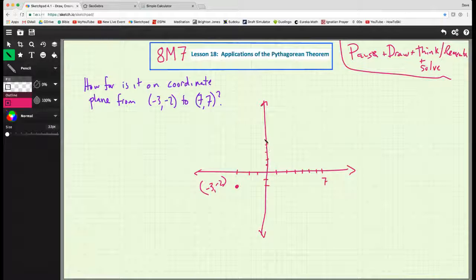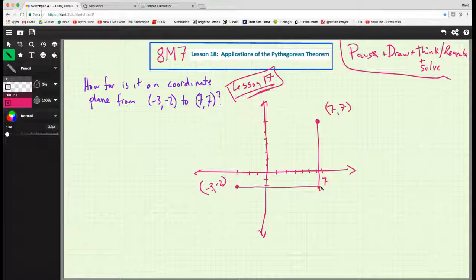1, 2, 3, 4, 5, 6, 7. And over here, we have 7, 7. So if you remember back to lesson 17, which is the Pythagorean theorem on the coordinate plane. So what do we do? We drop this down like this, and we take this over like this. And then we're going to find this distance C using the Pythagorean theorem.